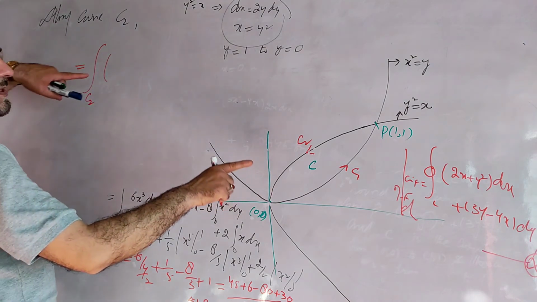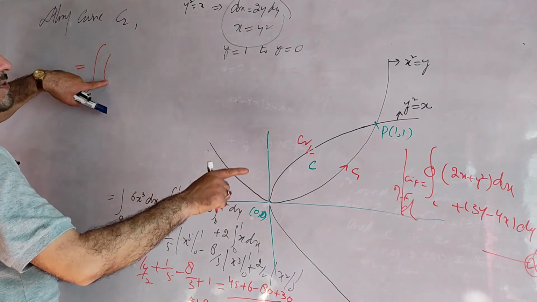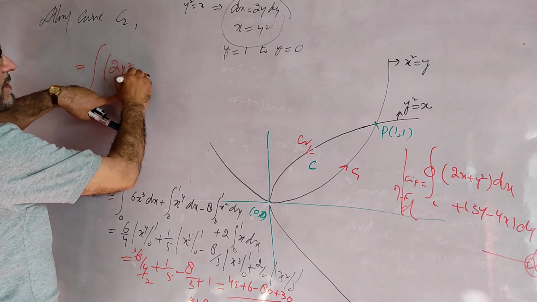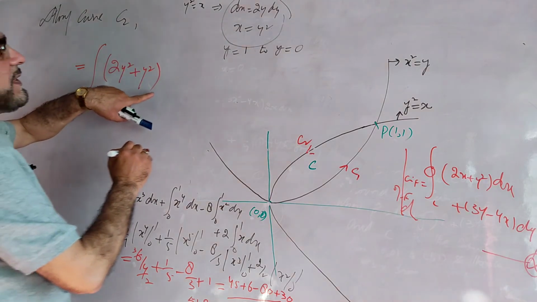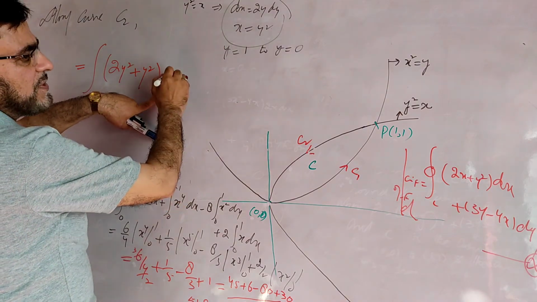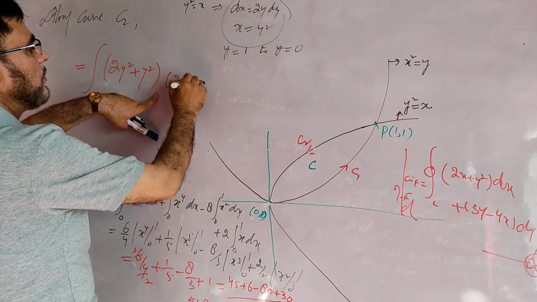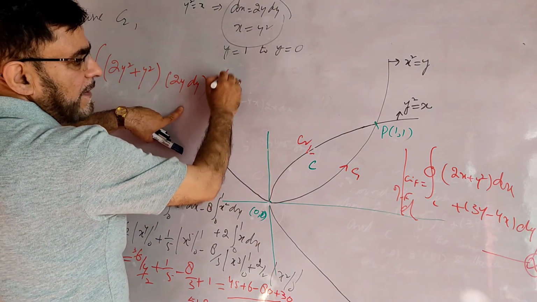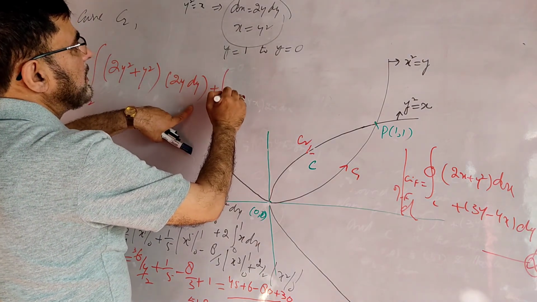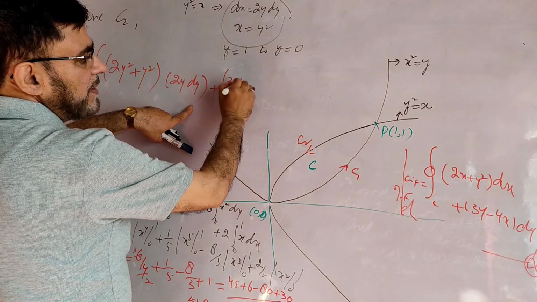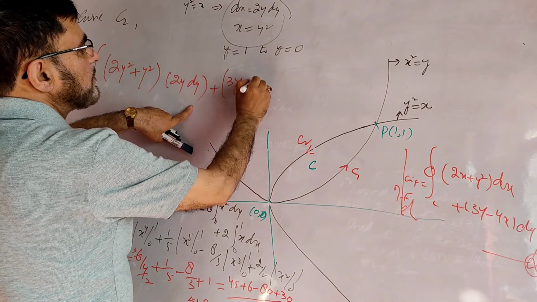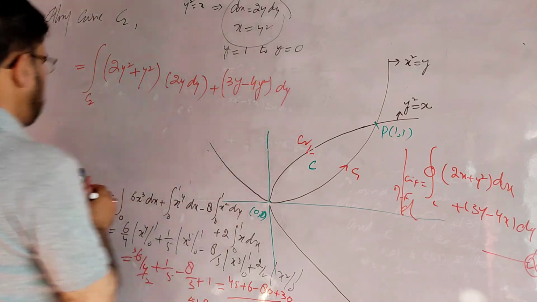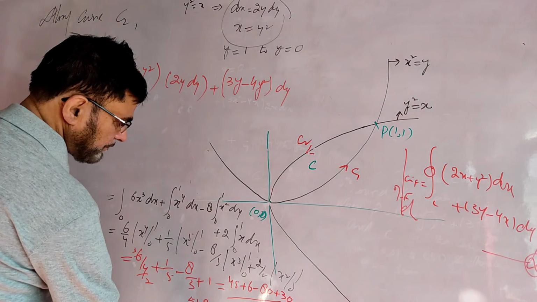Along C2, this is equal to the integral over C2. I have to replace x by y square, so it is 2y square times y square, then dx, which is 2y dy, and then plus 3y minus 4x, which is minus 4y square dy. Let me simplify this now.